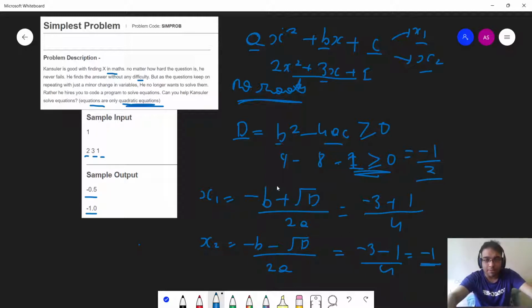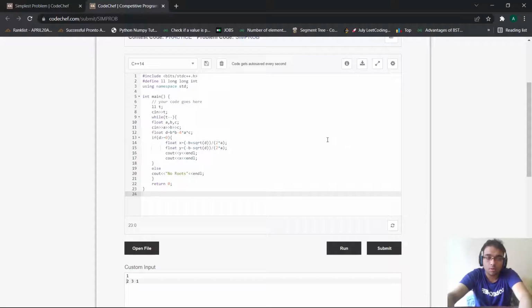So this is what the problem is saying: given this question, I have to find the roots. Now let us proceed to the coding section to see how we can code this problem. Now let us try and understand the code for the following problem.